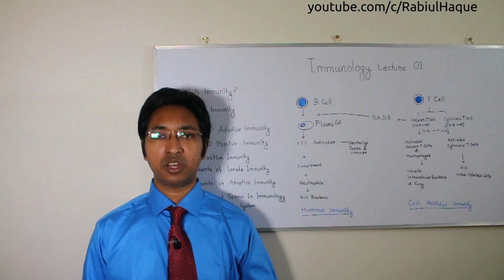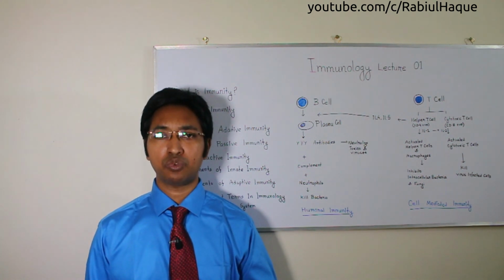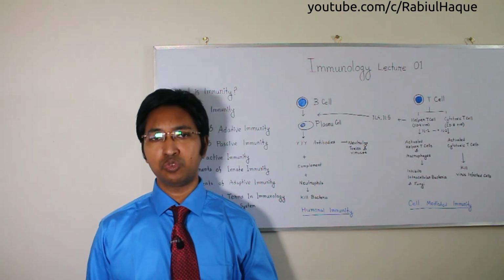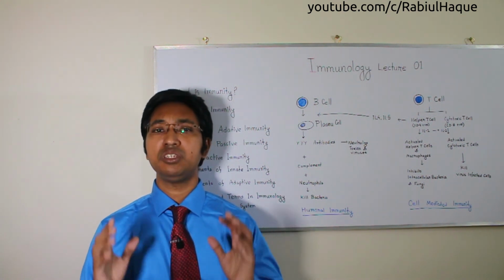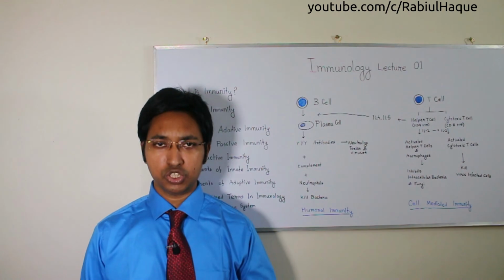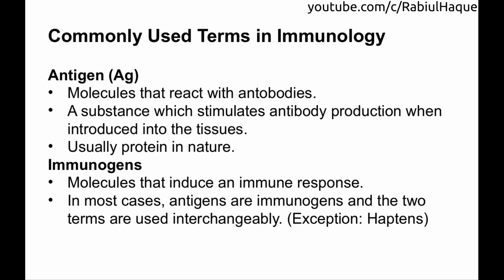So now that we have talked about the various components of immunity, let's move on and talk about some commonly used terms in immunology. The first one that we will talk about is antigen. These are molecules that can react with antibodies. We can also define antigen as a substance which can stimulate antibody production when introduced into the tissues. Usually they are protein in nature.